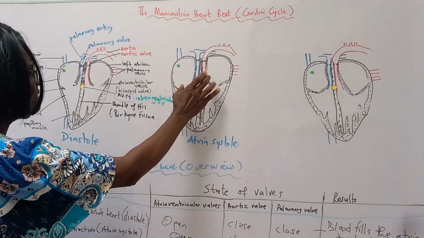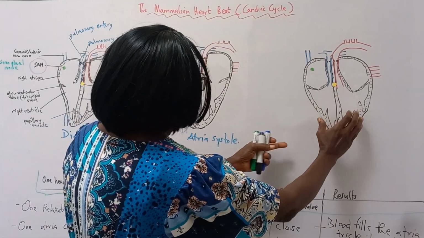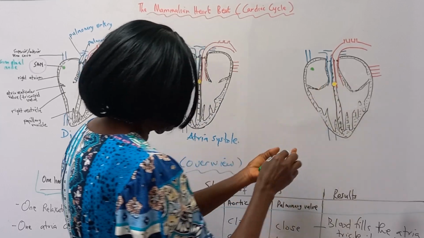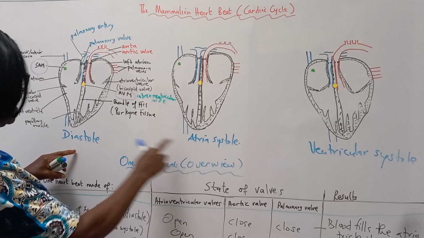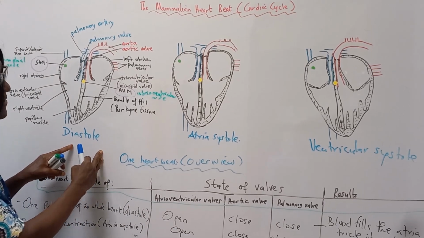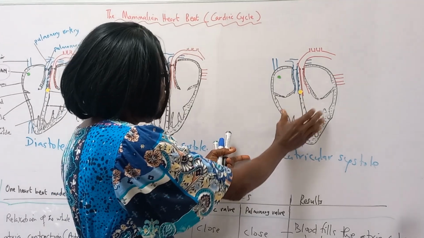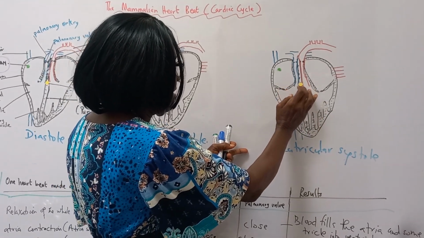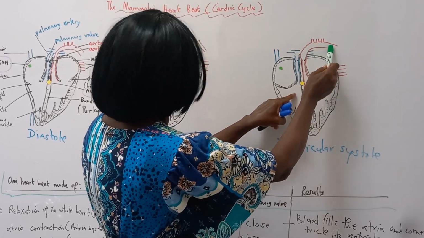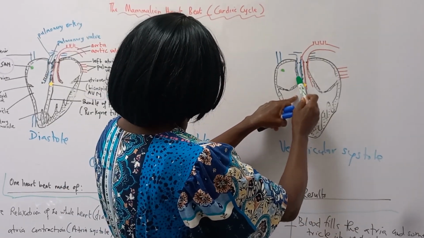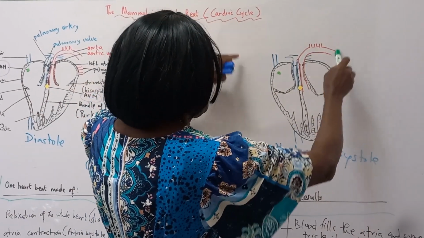Then after the atria have contracted, we come here, we have the ventricles contracting. And so we have ventricular systole. Diastole is relaxation of the heart. Systole is contraction of the heart. So when the 2 ventricles contract together, blood flows out of the heart from the left ventricle through the aorta and the right ventricle through the pulmonary artery to the lungs, the aorta to all parts of the body.